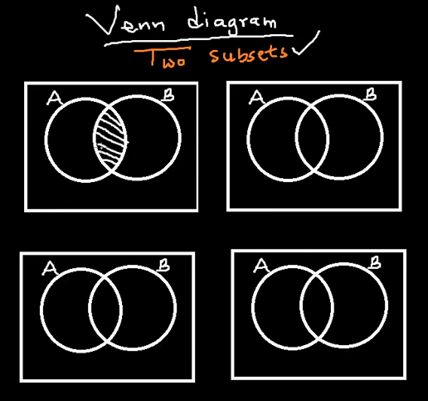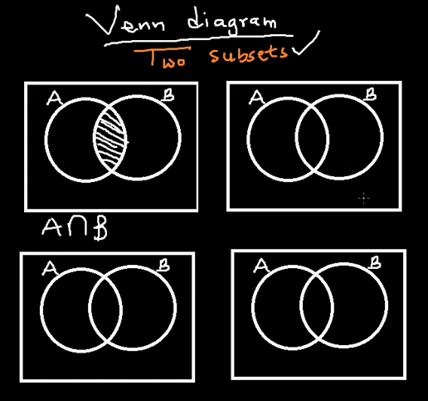I'm going to be shading some regions, then I will be writing the relationship or the set notation of each region. As you can see, I have just two sets, set A and set B, the two subsets. For this first diagram I've shaded the intersection between A and B. So this is A intersection B.